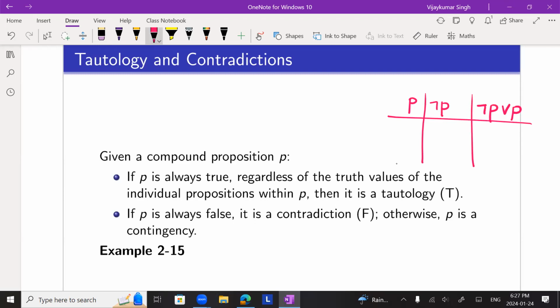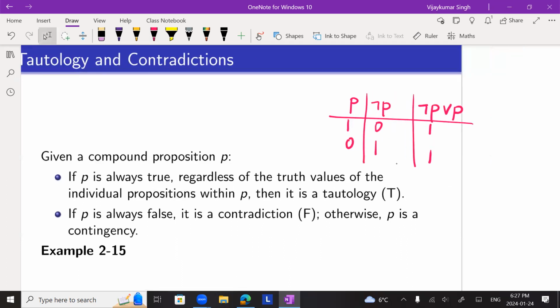Now, how many variables are here? There's only one variable, right? So what are the possibilities? In that case, we can take 1, 0. Then the negative of that will be 0, 1. So now when you do negative P or P, it's always what? It's always 1. So this is always true, no matter what P and negative P are, right? So such a statement is called a tautology. So this is a tautology.